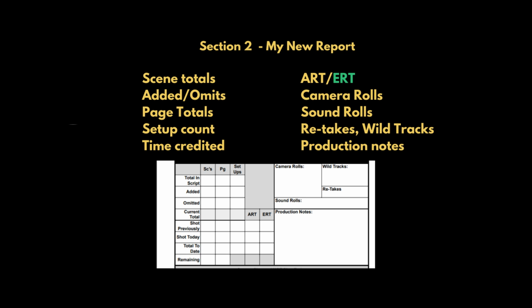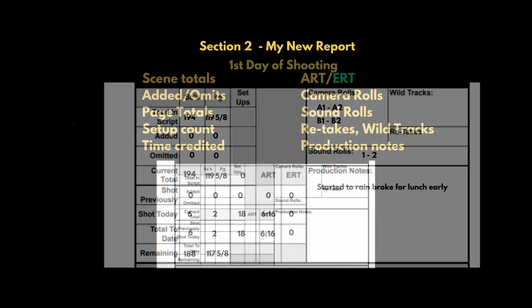Okay, so here's our section two. As you can see, I added the added and omitted lines, and so it's a lot easier to calculate this way. So let's look at the next slide where I actually populated some of these boxes so that you could see more clearly what it looks like.